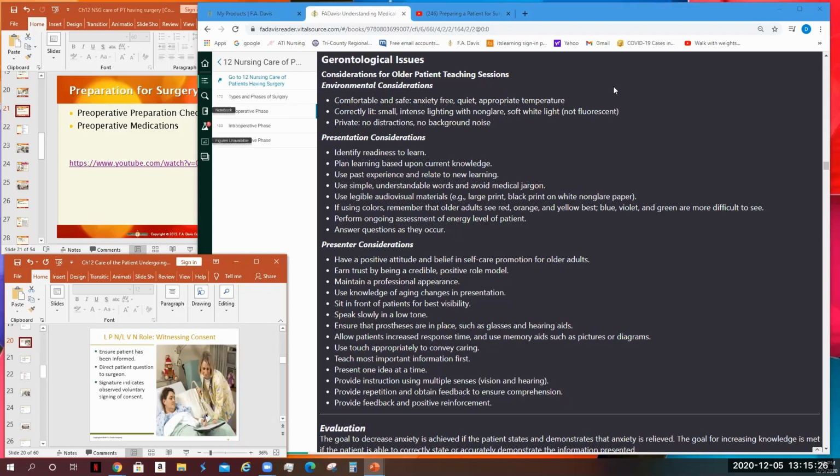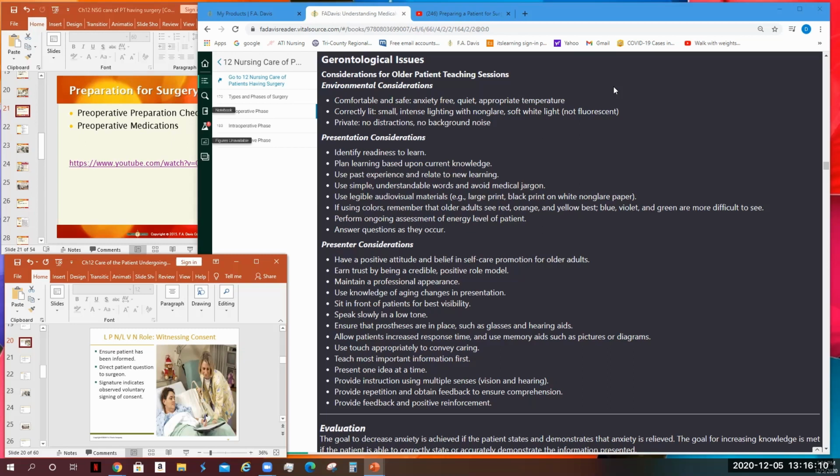Presentation considerations. Identify readiness to learn. Plan learning based on current knowledge. Use past experience and relate to new learning. Use simple, understandable words and avoid medical jargon. Use legible audiovisual materials, for example, large print, black print on white non-glare paper. If using colors, remember that older adults see red, orange, and yellow best. Blue, violet, and green are more difficult to see.